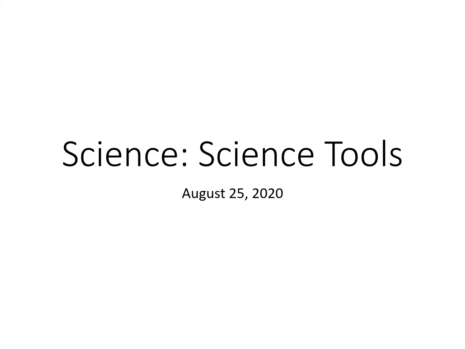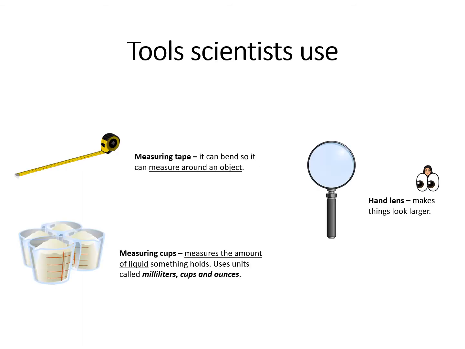Today we are going to talk about science tools. So the science tools are these right here, and we've talked about them before. We have the measuring tape. You can use it to measure around an object. Remember that this is bendable. You can bend it. It's not like a ruler.